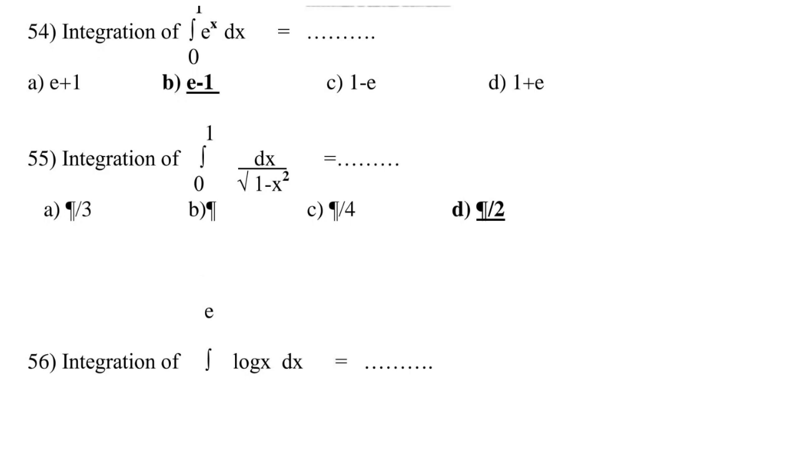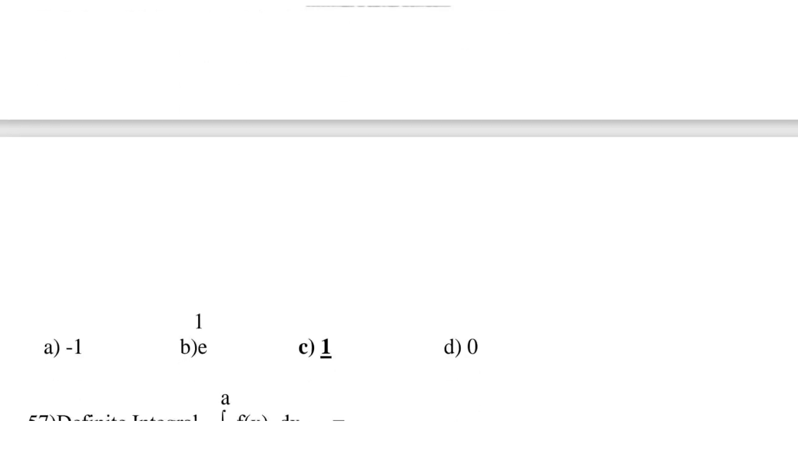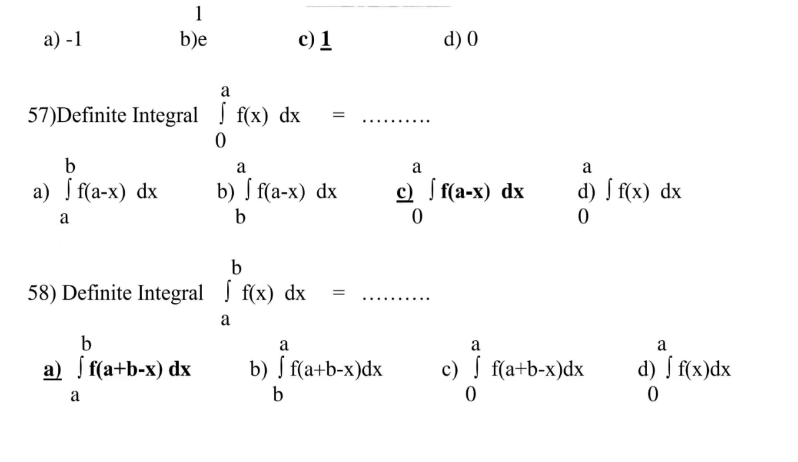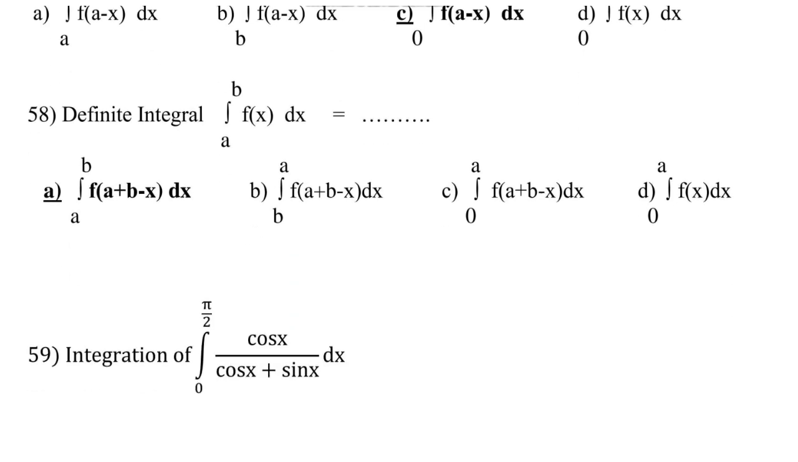Then question number 55 is integration of 0 to 1 dx upon under root 1 minus x square is pi by 2. Then integration of log x dx is equal to 1. Define integral 0 to a fx dx. It is 0 to a f(a minus x) dx. Define integral a to b fx dx. It is integration a to b f(a plus b minus x) dx.